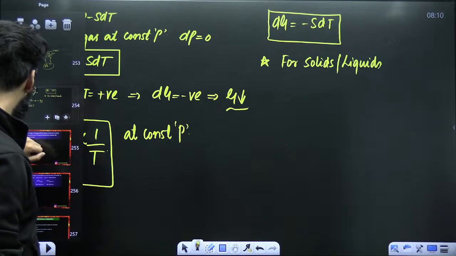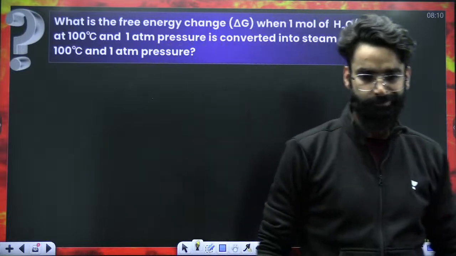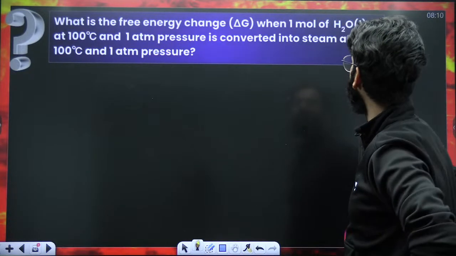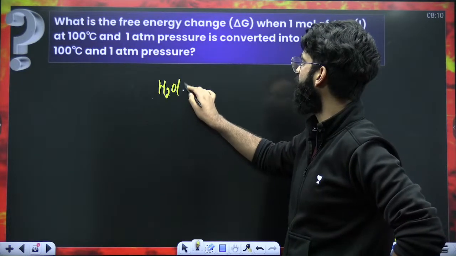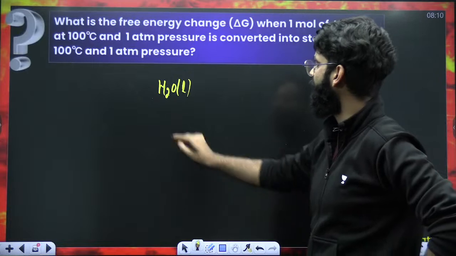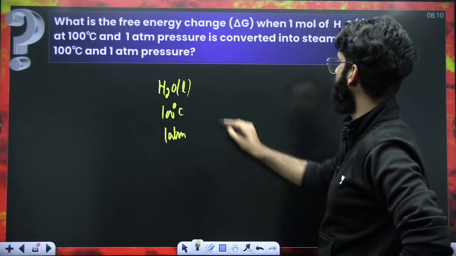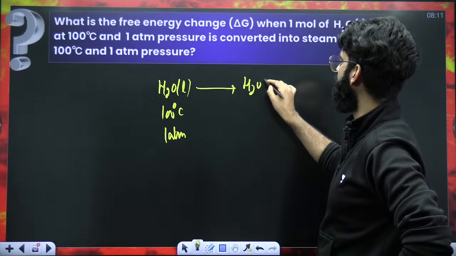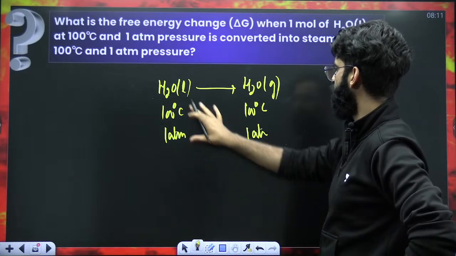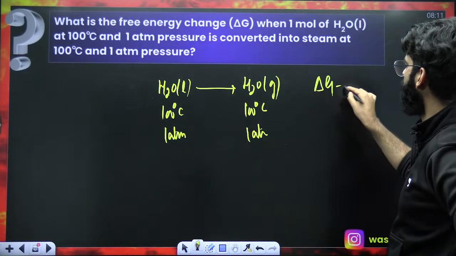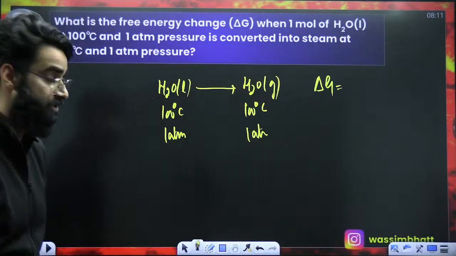Okay? All right, what do you think about this question? Will you be able to solve this? What is the free energy change when 1 mole of H2O liquid at 100 degrees centigrade and 1 atm pressure is converted into steam, into H2O gas, at 100 degrees centigrade and 1 atm? During the process, we have to calculate the delta G value. Can you let me know what is the value of delta G during this process? This is your homework question which I'm giving you.